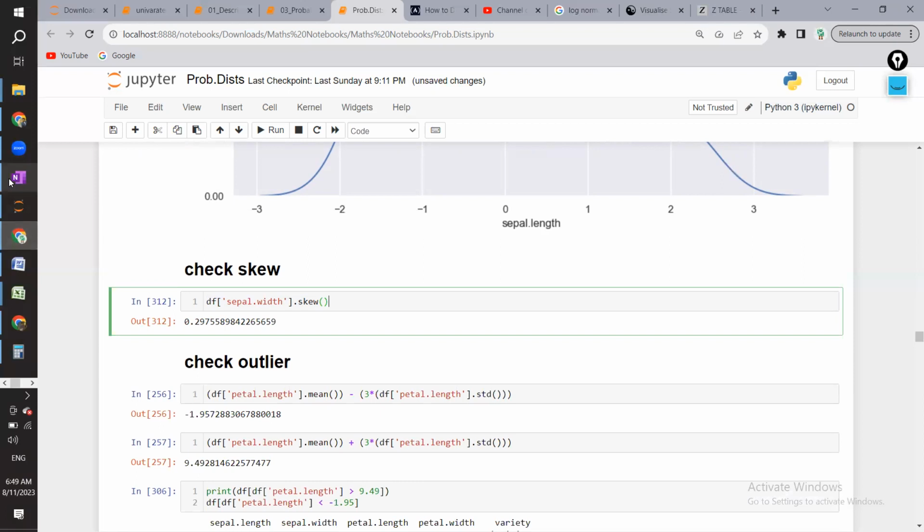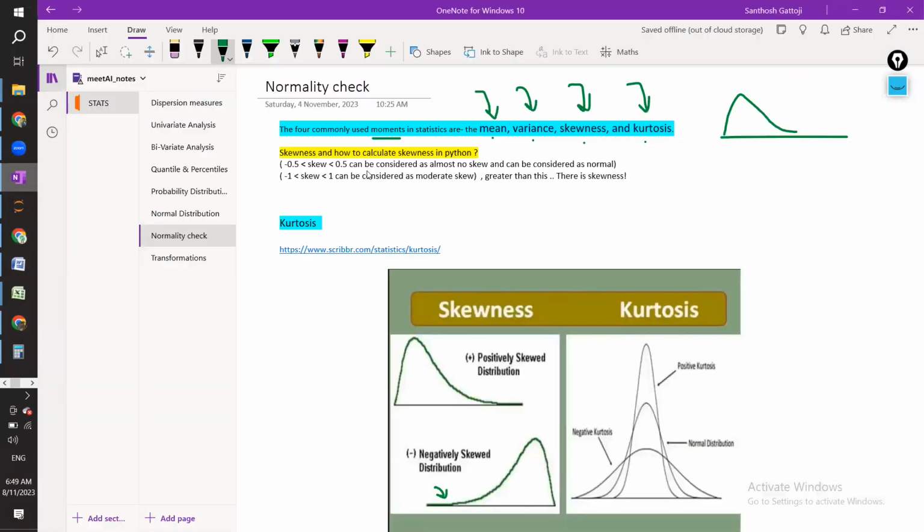But how much skew can be considered acceptable? I have noted it down here. If the skew is between minus 0.5 and plus 0.5, it can be considered almost no skew, and can be considered normal for practical purposes. If it is between minus 1 and 1, it is a moderate skew. There is some skew you can clearly observe. Anything greater than 1 or less than minus 1 has absolutely some degree of skewness, and then you need to handle that.